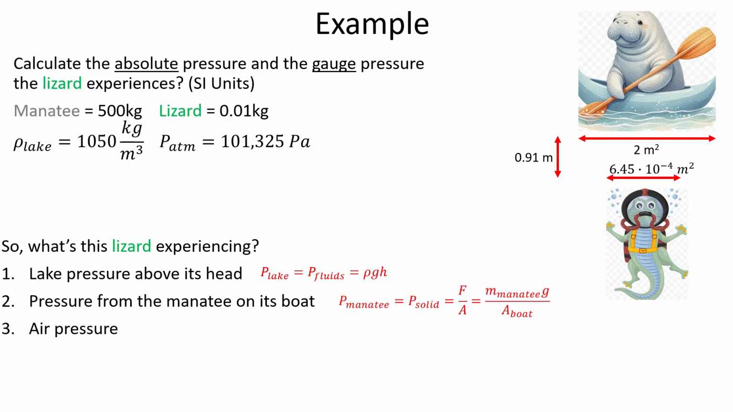Presumably the manatee is significantly more massive than the boat or something. I'm just ignoring the mass of the boat, and I'm going to divide by the area of the boat. Lastly, it's the air pressure. Well, I could use rho GH to calculate that.